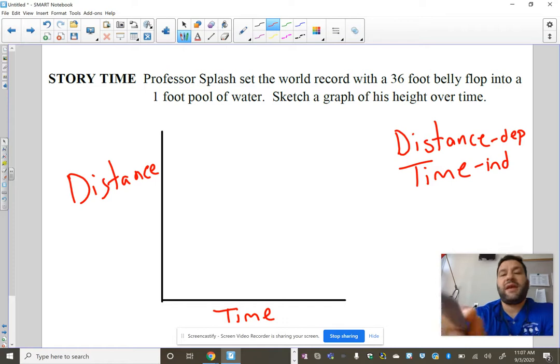Now, there is a big difference in math between the word sketch and the word draw. Sketch means to estimate, it doesn't have to be exact. Draw means to actually be exact with this. So we don't have to worry about that.